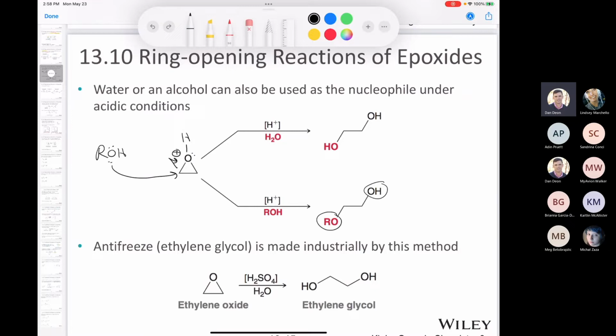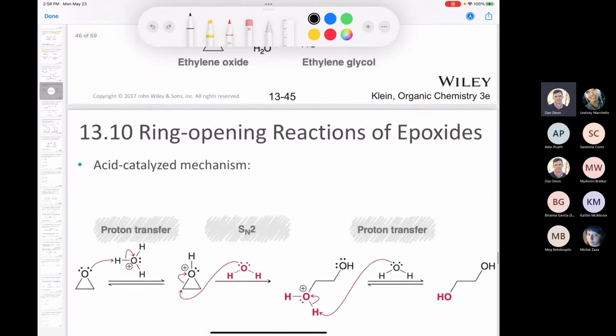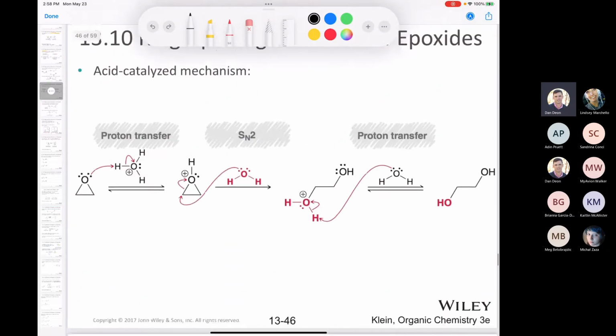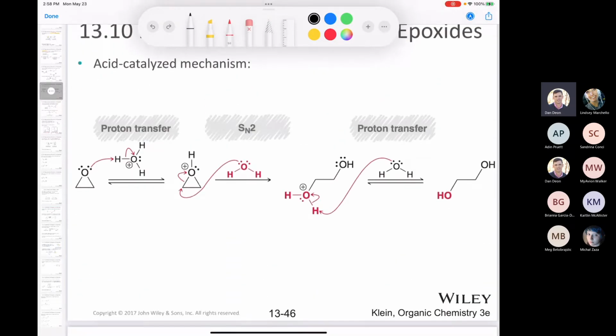All right, now that we've got that down, I got something really interesting to show you. And that is the regioselectivity of the acid catalyzed ring opening. But before we do that, I guess we'll look at one more slide. And this is just the mechanism.